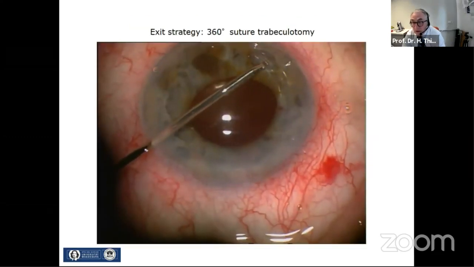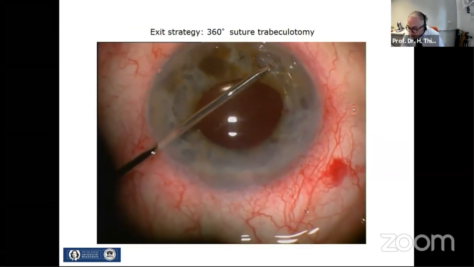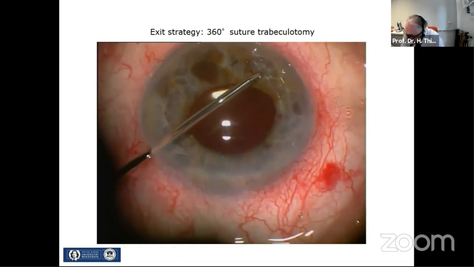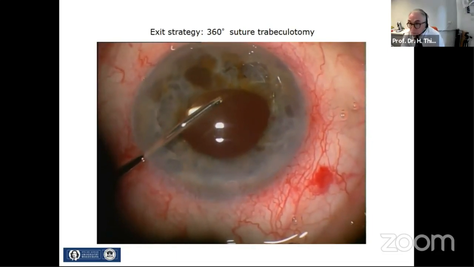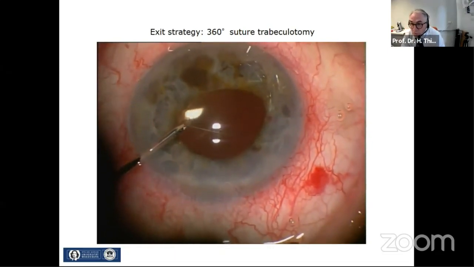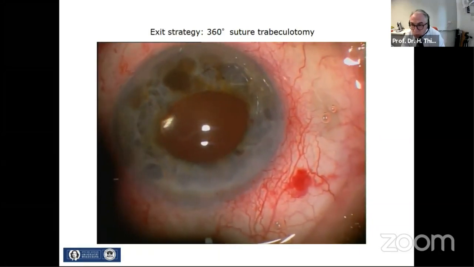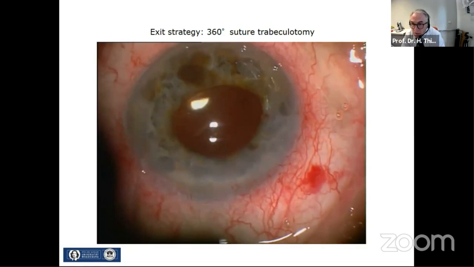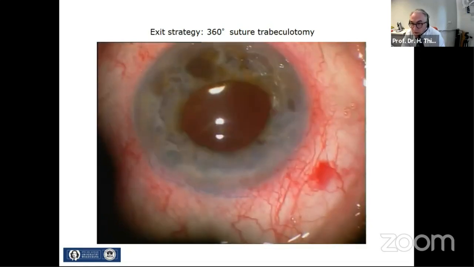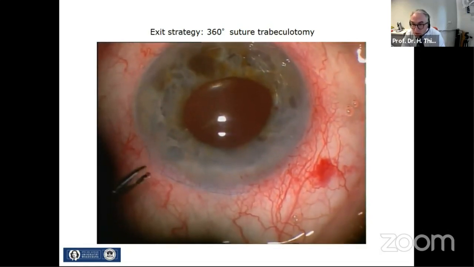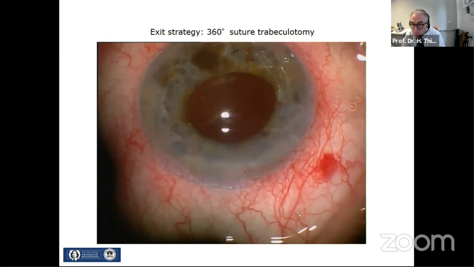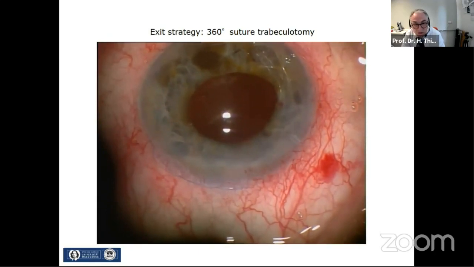Now, this is a video of something that Dr. Pandav already showed. This is pulling the suture after failure of canaloplasty when the pressure goes up again. You can do, by pulling this, a 360-degree trabeculotomy, which works very nicely as an exit strategy.